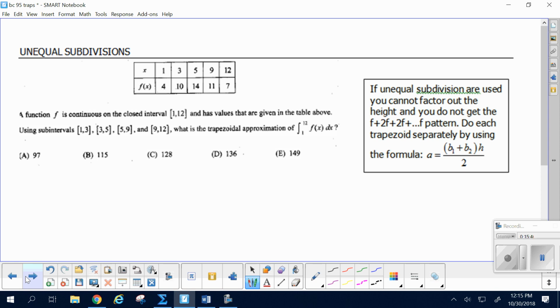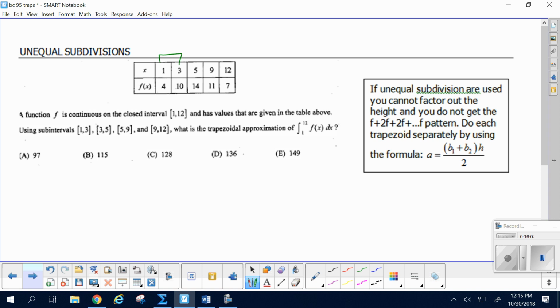Okay. In this case, if you have a table with unequal subdivisions, then the idea of factoring out a height is out the window. Really, all you can factor out is the half, if you like. I don't even do that. I basically just do all the trapezoids separately. So the first, for example, from 1 to 12, you'd start off with the trapezoid from 1 to 3.